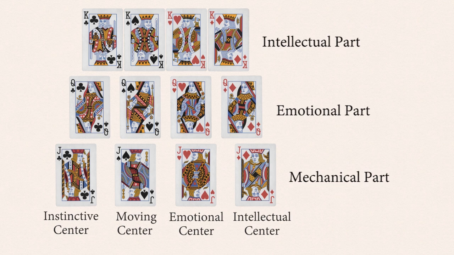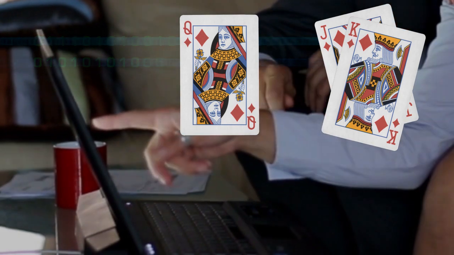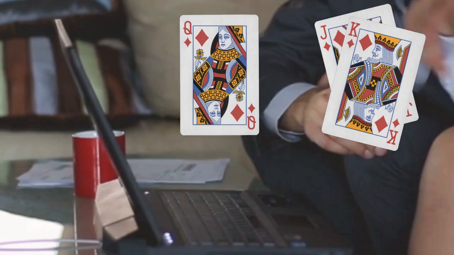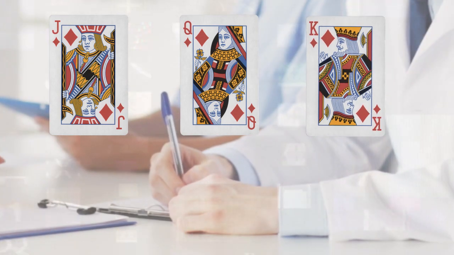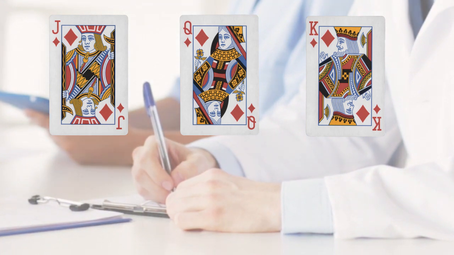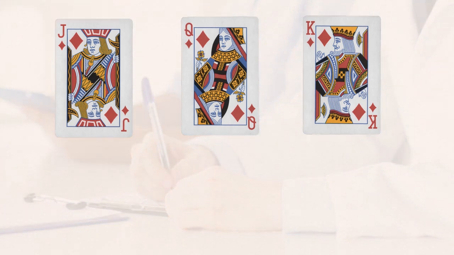construction, invention, and discovery. For a center to function properly, its parts must collaborate. Taking an example from the intellectual center, the emotional part of the intellectual center, or Queen of Diamonds, experiences the desire to solve a problem. For this end, the mechanical part, or Jack of Diamonds, retrieves information associated to this problem and places it at the disposal of the intellectual part of the intellectual center, or King of Diamonds, that compares, analyzes, and reaches a conclusion.